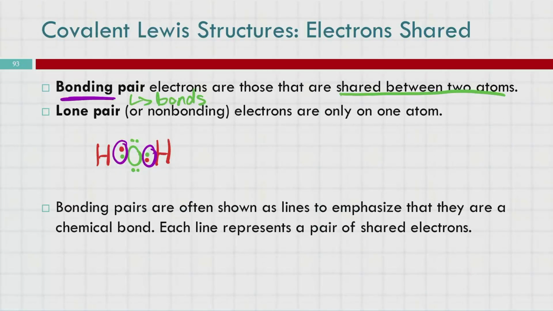We also have lone pairs or non-bonding. Lone pairs are only on one atom. For both of these, they're pairs. That means that they're a set of 2 electrons. So in orange, go Tigers, we've got 2 lone pairs on our oxygen.